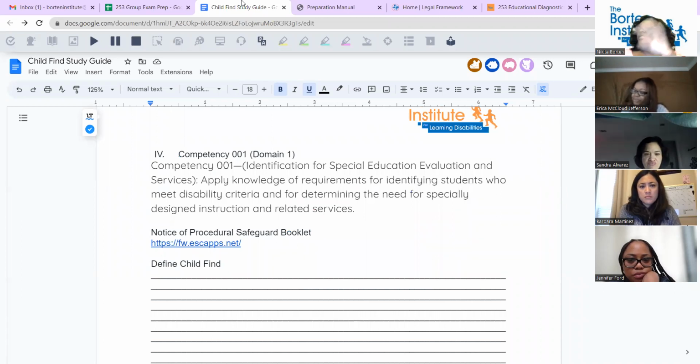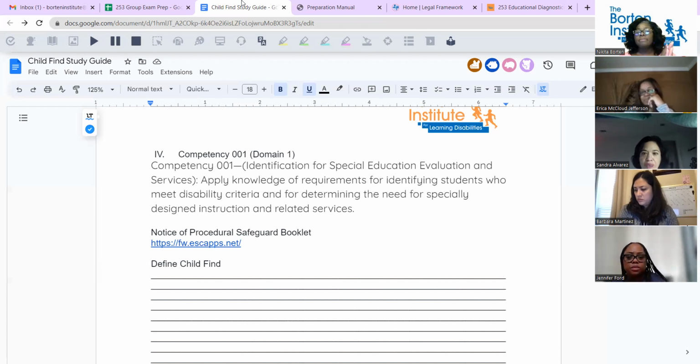Competency 1 says apply knowledge of the requirements for identifying a student who meets disability criteria and determining the need for specialized instruction. What does that mean? That means, and people miss this, and when I say people, I mean people outside of the role of an educational diagnostician, like the SPED teacher, the administrators, the parents, and so on, especially gen ed teachers.